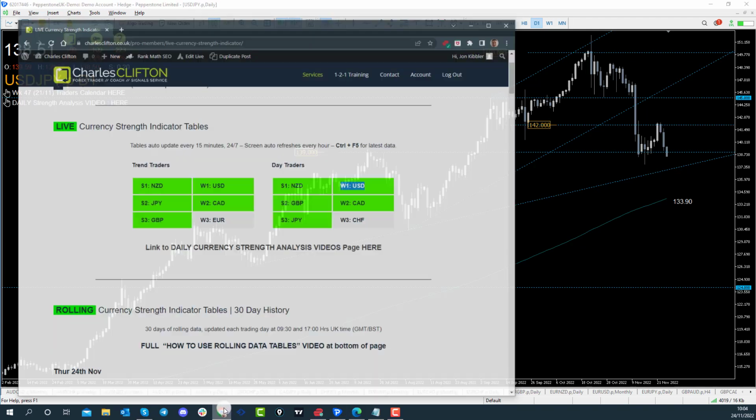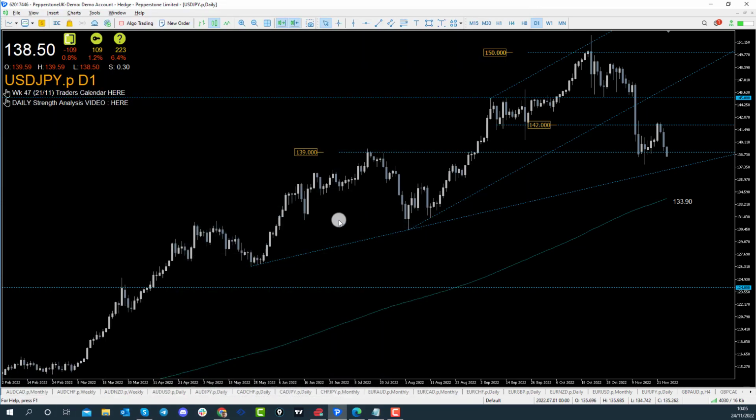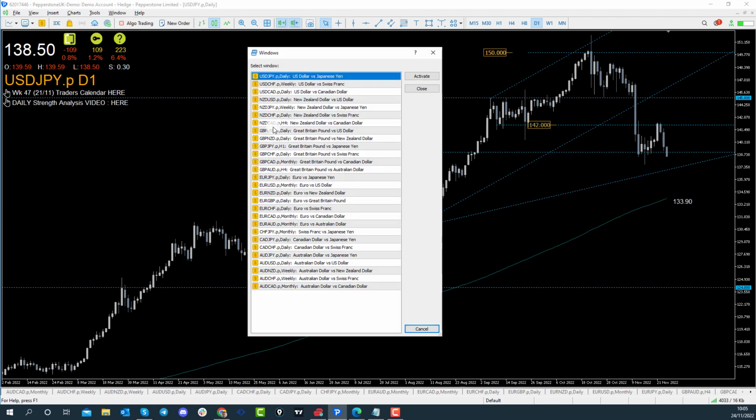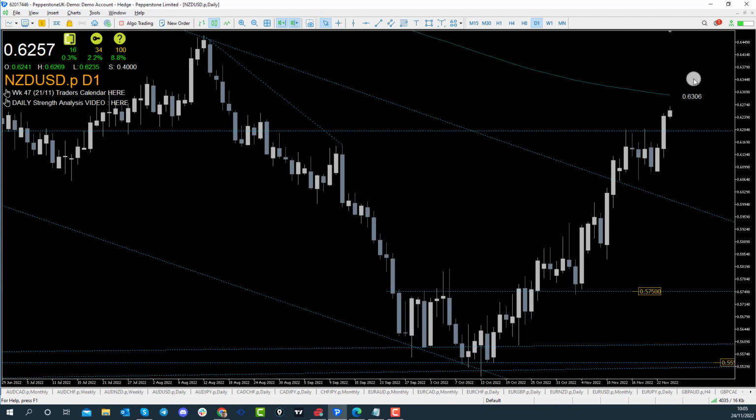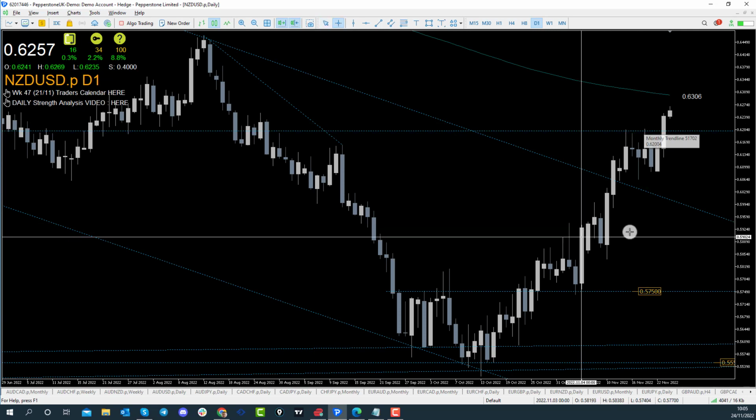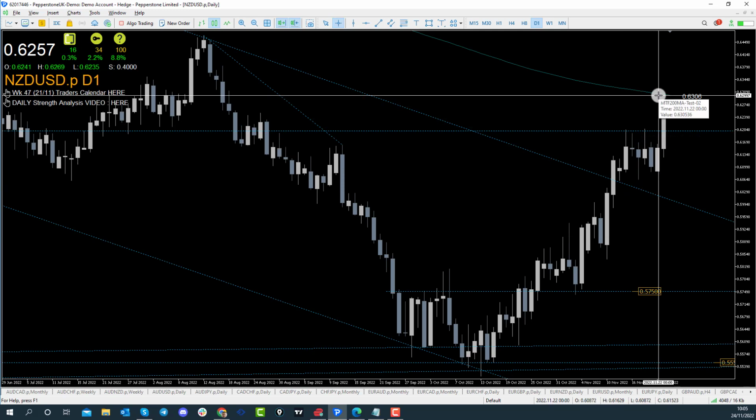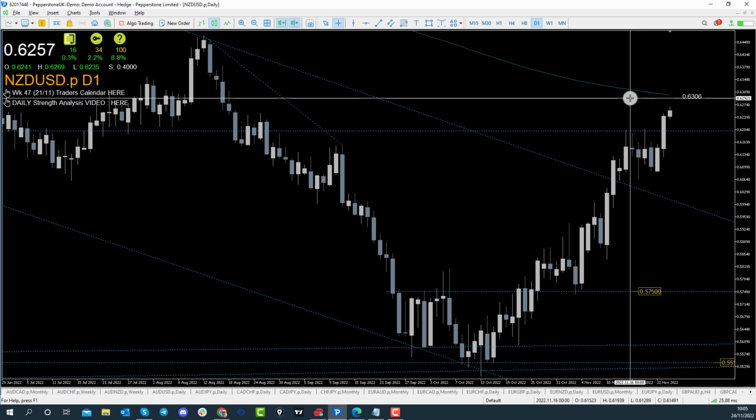Now, if I just flick back to the currency strength indicator tables, you can see here that Kiwi tops the board as well as pound. Now, actually looking at Kiwi, if we have a little look again from a day trader's point of view, there could be an option for you to trade to the upside because price has popped through that 0.62 handle which we spoke about previously. Now that we've popped through that 0.62 handle, the 200 daily moving average at the 0.63 handle could be the next stop for price.